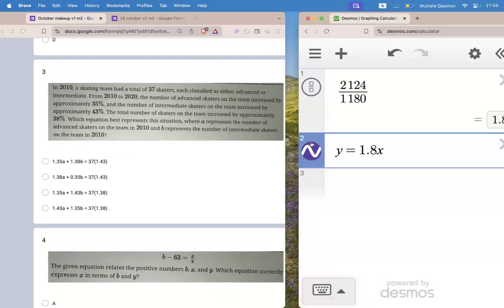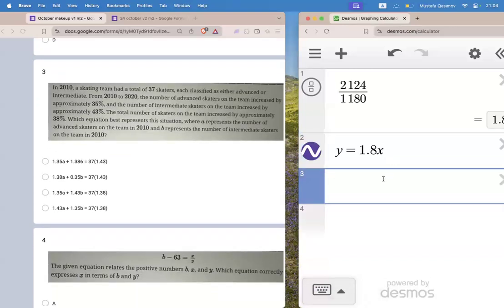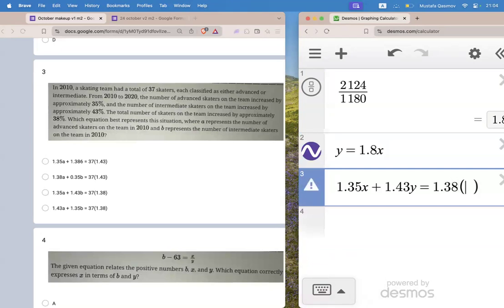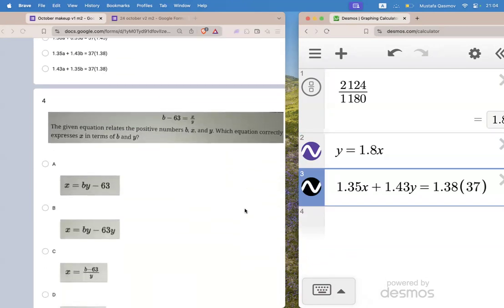Okay, third one. Here it says increasing by 35 and 43%. Increasing by 35% means 1.35x plus 1.43y is equal to 1.38 total. And total is 37, I think. Answer will be C. Yes, answer will be C.